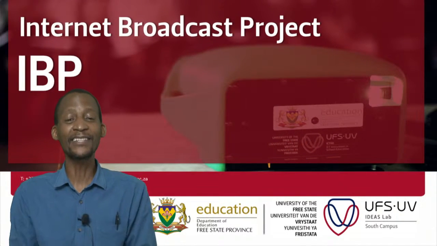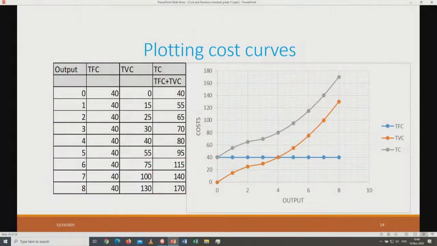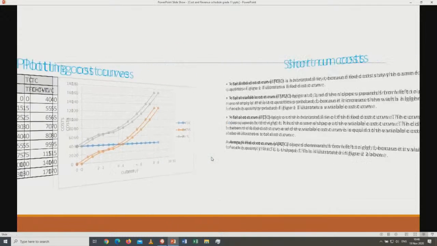And now on the screen, we have plotted all the 3 curves: the total fixed cost, the variable cost, and the total cost. This is the fixed cost, the blue line there. And then this brownish line is for the variable cost, and then this is the total cost. Right, let's go to the next one.